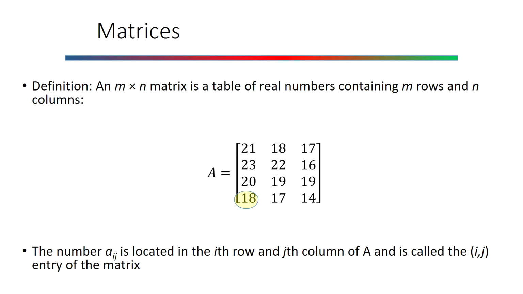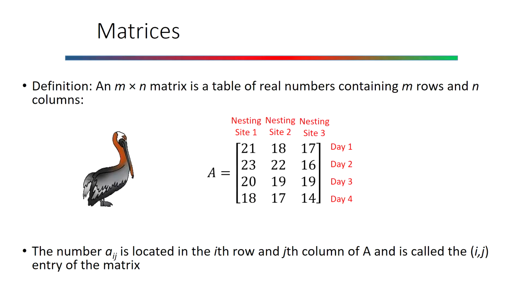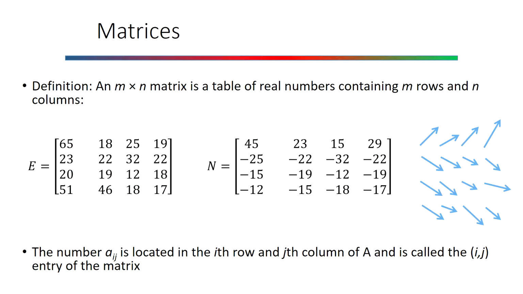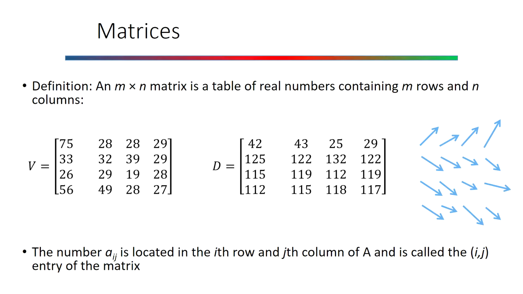This matrix could be used to represent many things. For instance, it could be the temperature at 3 different brown pelican nesting sites, measured on 4 different days. We could also use a matrix to encode the length and width for a bunch of penguin chicks that we are monitoring in a penguin colony. If we are working with meteorologists, we might use the 2 matrices above to encode data on the eastward and northward velocities at different points on the map. Note that we could also have encoded the same wind data in 2 other matrices, V and D, that specify the wind speed, V, and direction, D.